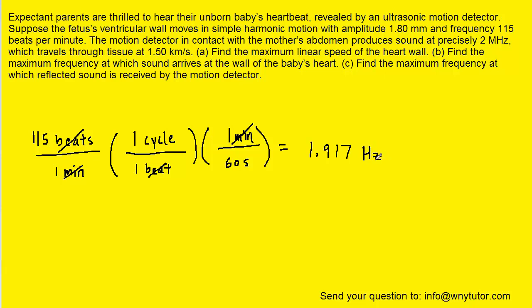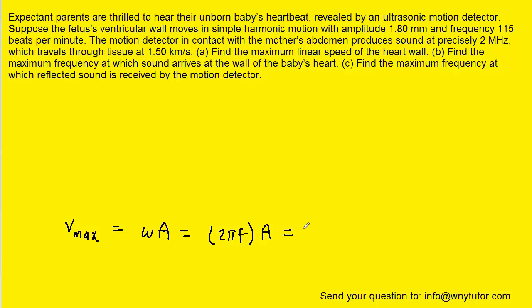Now with this value, we can go on to calculate the maximum linear speed of the heart. Since we know that the maximum speed for harmonic motion is equivalent to the angular speed multiplied by the amplitude of the wave. Now angular speed is equivalent to 2 pi times the frequency, so we're going to have to make a substitution for the angular speed.